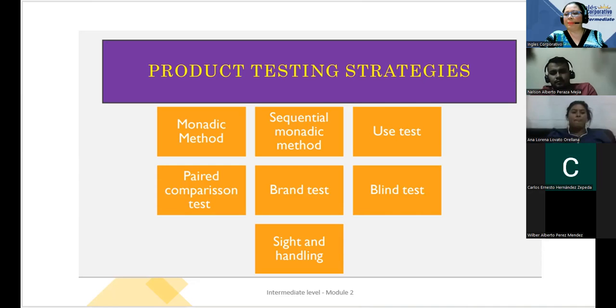And do you remember why they selected you? Why did they select people like you? What were your characteristics to participate in this testing?